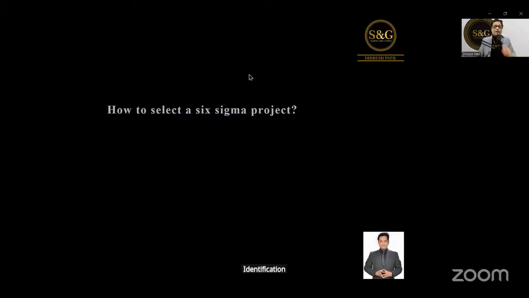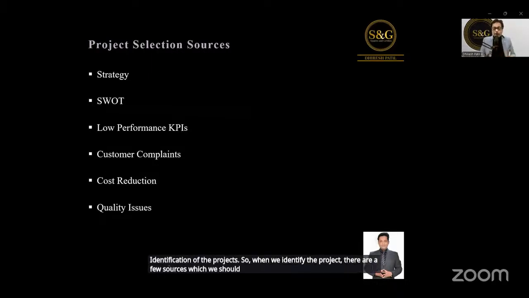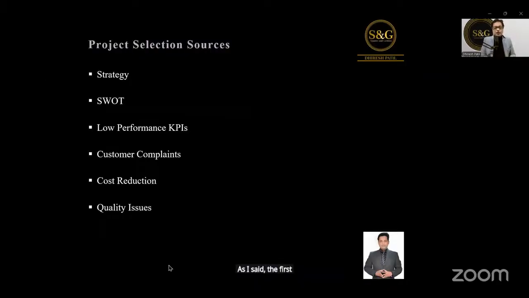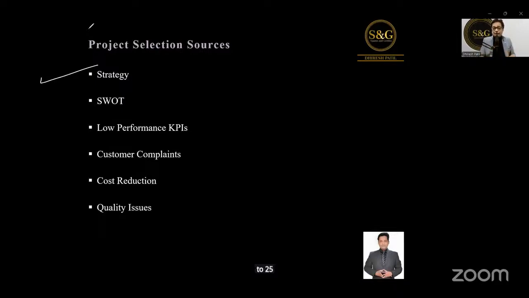Identification of the projects. So when we identify the project, there are a few sources which we should think about. The first source is, as I said, strategy. The same example you can take. The strategy meaning, if you are Pizza Hut and Domino's Pizza changes their strategy, you also have to change the strategy. In that case, the project will be lead time reduction from 30 minutes to 25 minutes. That is your project. So from strategy also you can find out the projects.